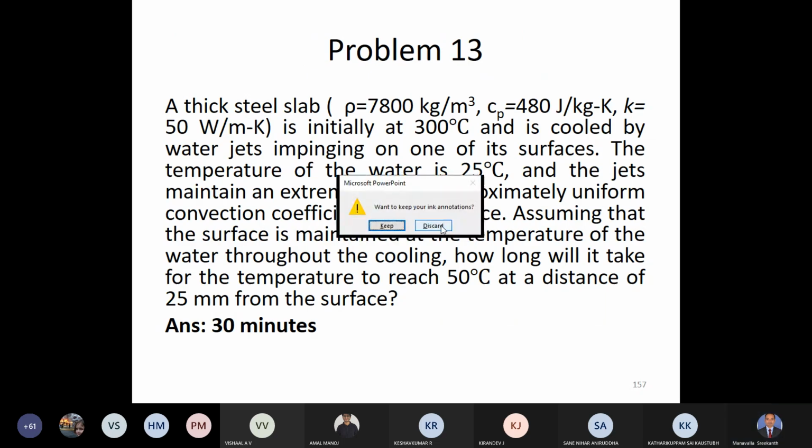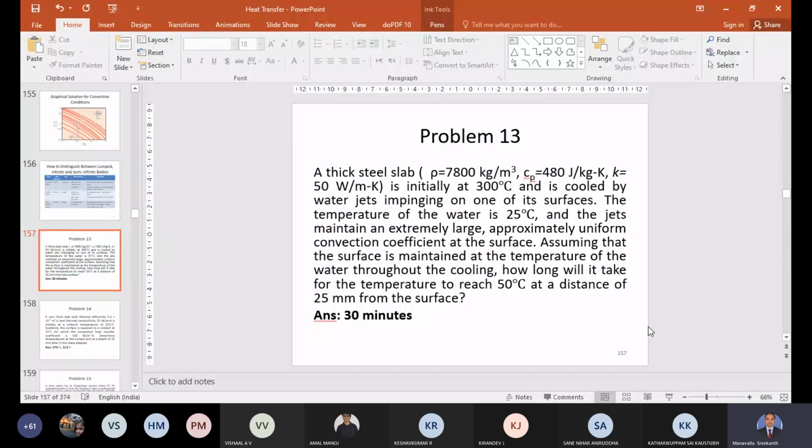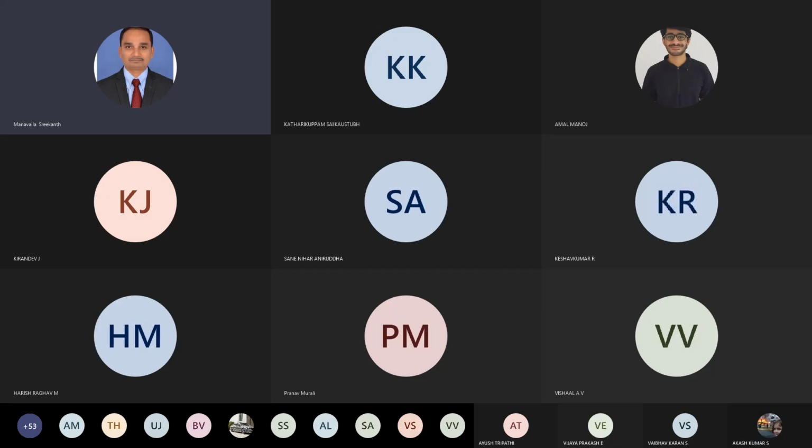Okay, I will stop here because the time is up, and we will continue tomorrow. Tomorrow I will take up solving a couple of problems. I will start with the infinite solids so that it will be easy to solve.